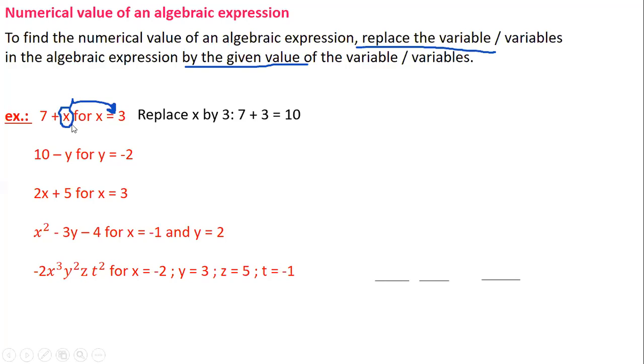So we replace x by 3. What do we have? 7 plus 3, it's equal to 10. Karam, read: it's 7 plus 3, how much? Equals 10. So the numerical value of 7 plus x for x equal 3, what is the numerical value of the expression? 10. Only 10. Isn't that so, Karam?